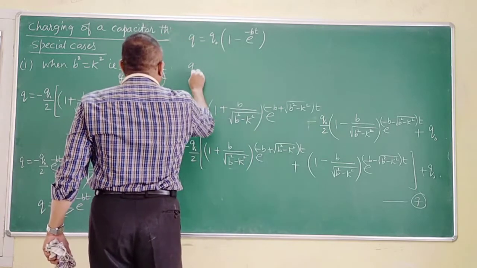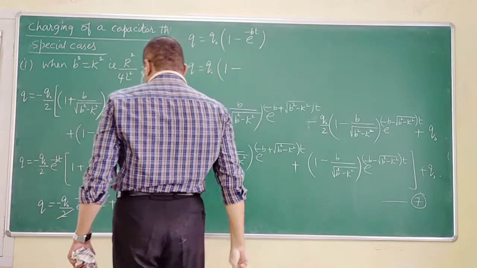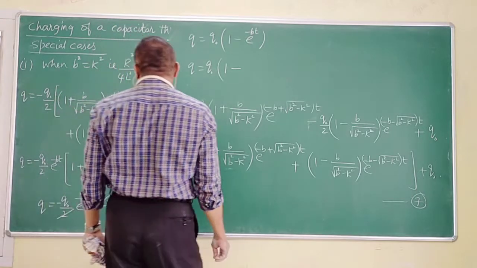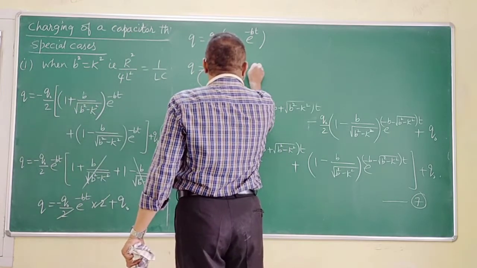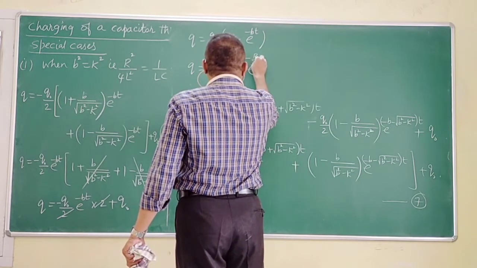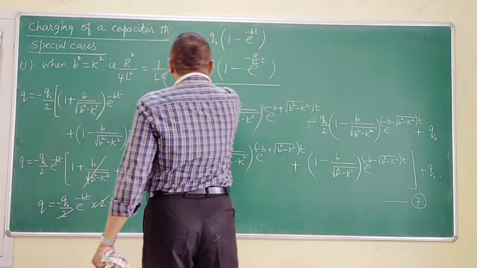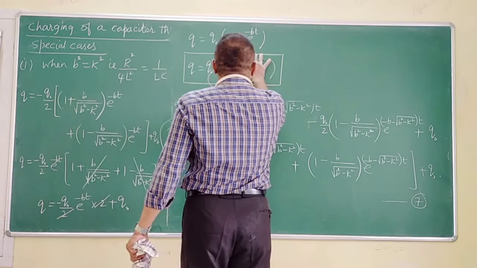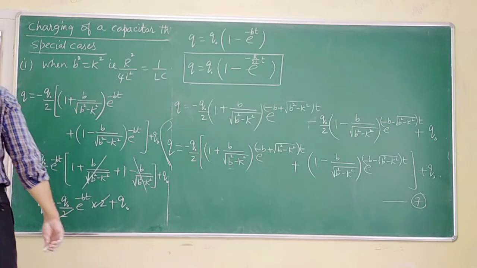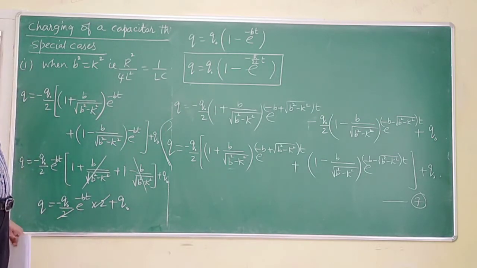This can also be written as q is equal to q naught 1 minus, in the place of b you can write r upon 2l. Therefore, e to the power minus r upon 2l into t. This is the expression for charge when the value of b squared is equal to k squared.